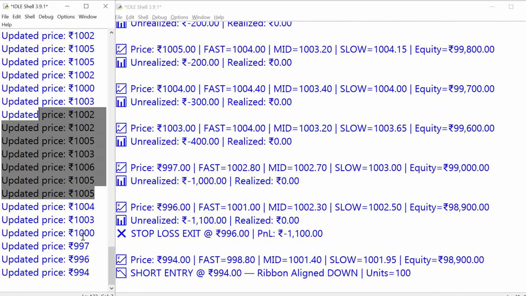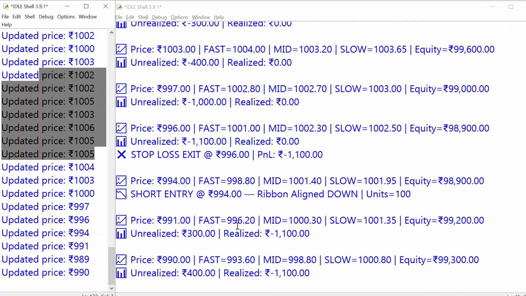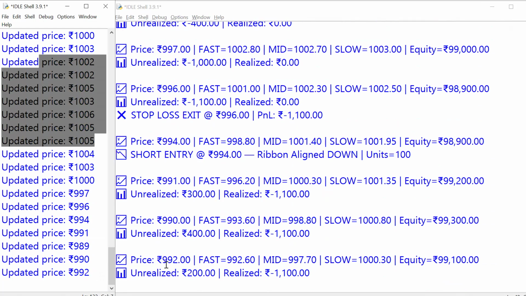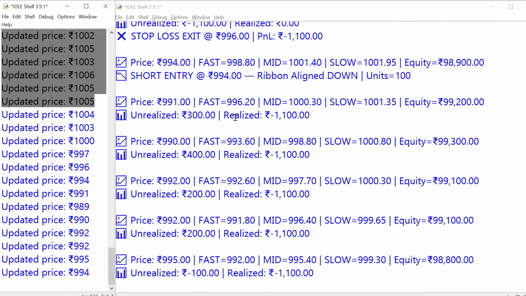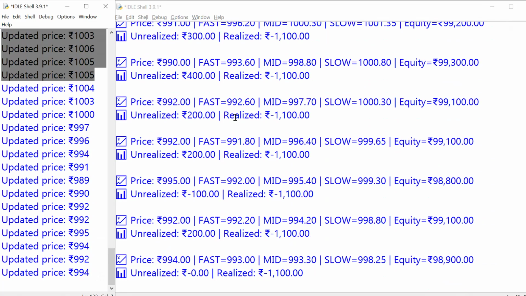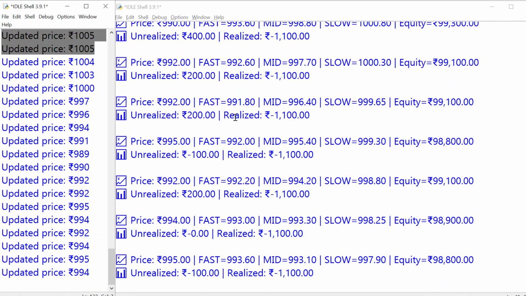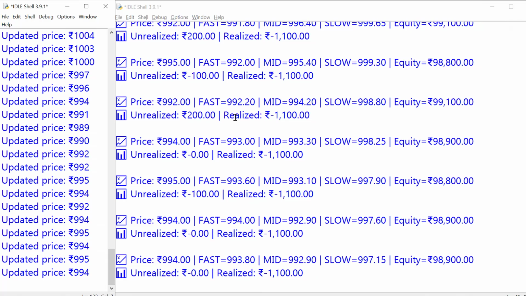Okay, we have got one stop loss. The short entry has been taken because the ribbon alignment has changed. The short entry has been taken at what value? Okay, 994. The ribbon alignment has changed to short, so 994 is our entry. We got one stop loss because the market trended on the negative side.